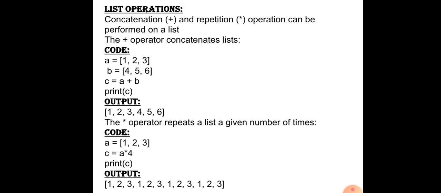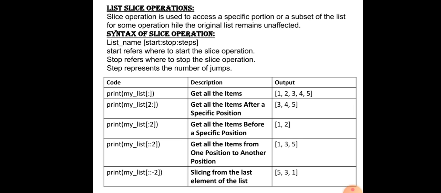the elements should be repeated. Here I have used C equal to A star 4, which means the list C will store the elements of A by repeating 4 times. I have enclosed the output also.